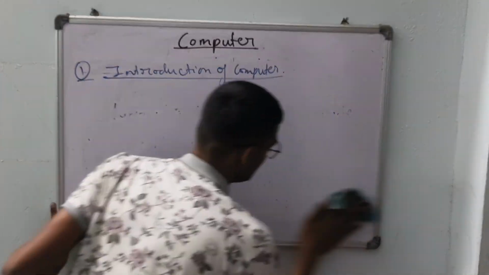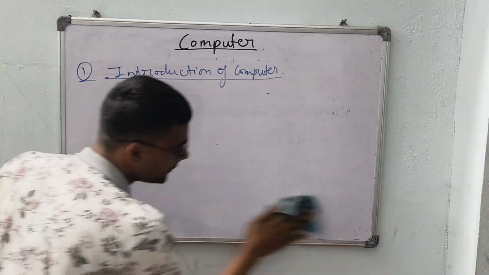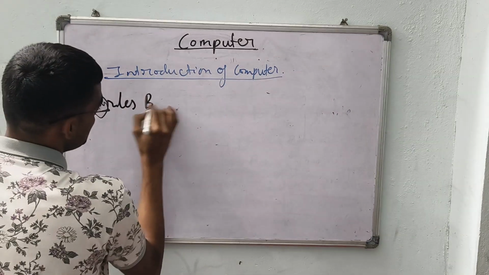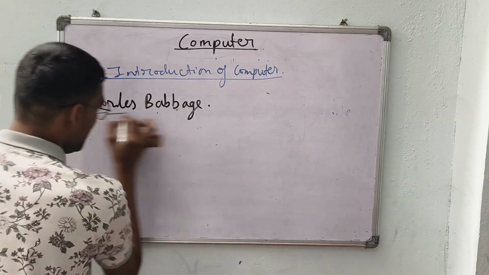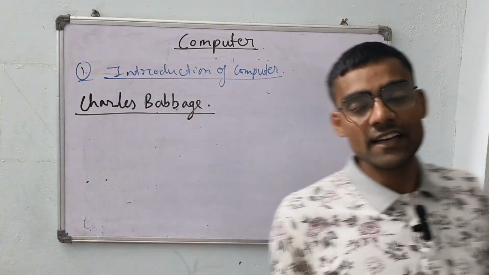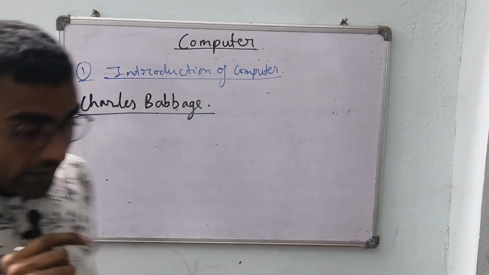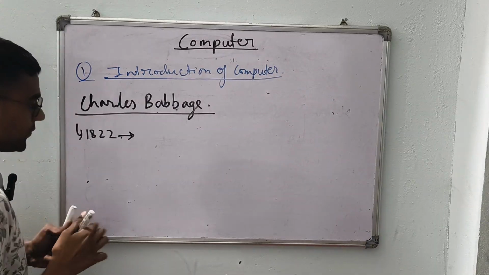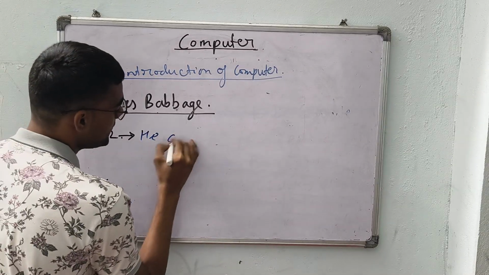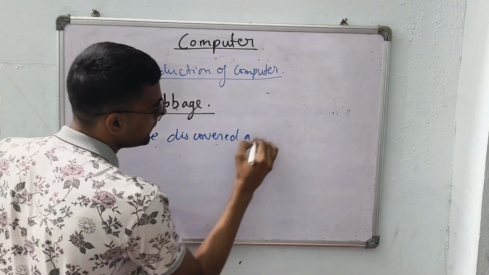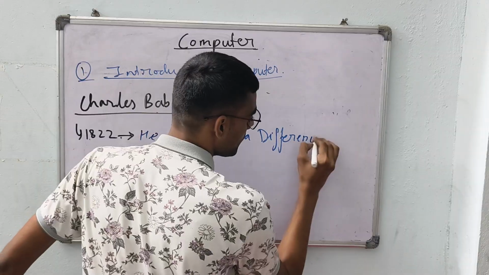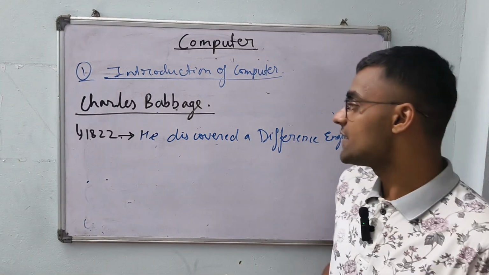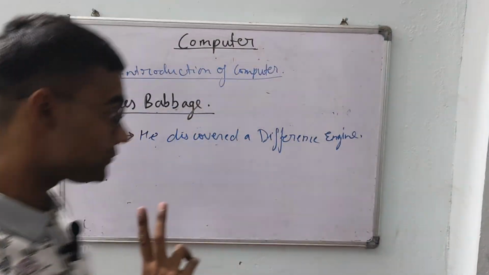Why is he known as the father of the computer? Charles Babbage, as we previously studied, is known as the father of a computer. In 1822 he discovered a difference engine. The first time, Charles Babbage worked on the difference engine, in 1822.